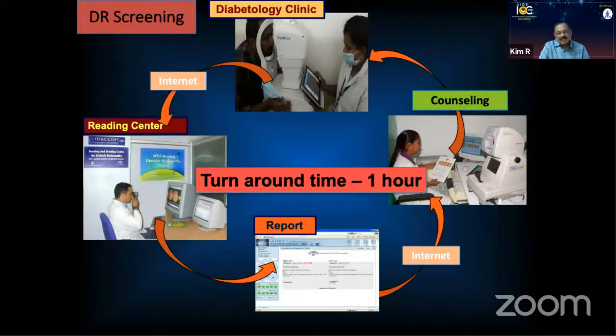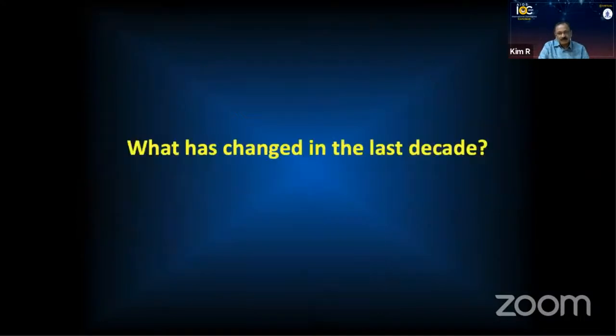In a few of the diabetic clinics, their technician takes the photo and sends it to us. We create a report after a retina specialist grades these images and sends it back. We developed our own software, which is a semi-automated software for this purpose. But what has changed in the last decade in this?